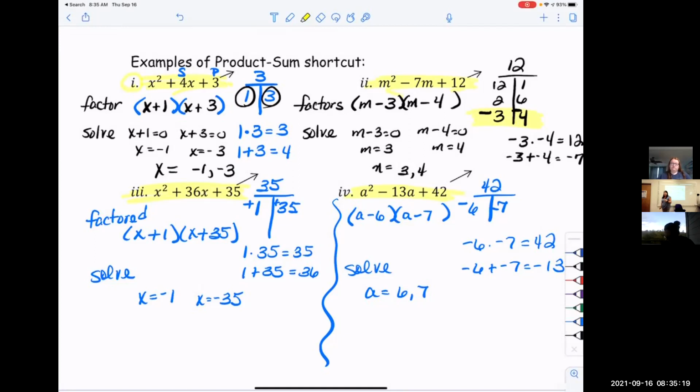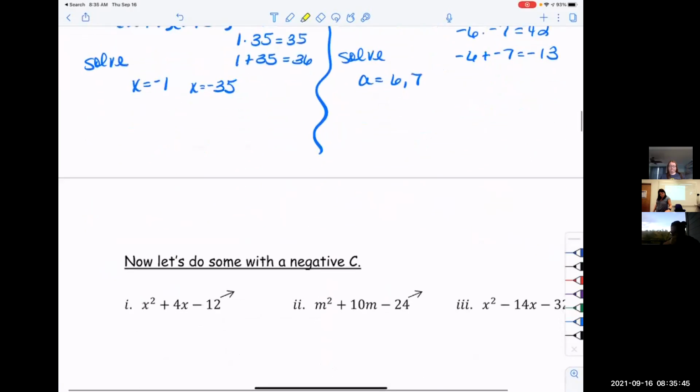If the last constant is positive, you're going to end up with the same sign every time. So the sign depended on whether these were positive or these were negative. So when are they going to have different signs? It's going to be when that last number is negative. So let me show you some of those.